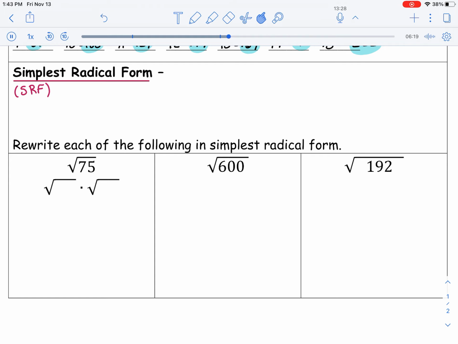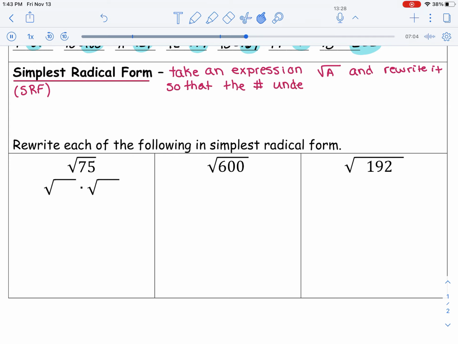Now, what happens in simplified radical form, or simplest radical form, is I want to take an expression in the form the square root of a and rewrite it so that the number underneath the radical, or under the square root sign, is not divisible by a perfect square.